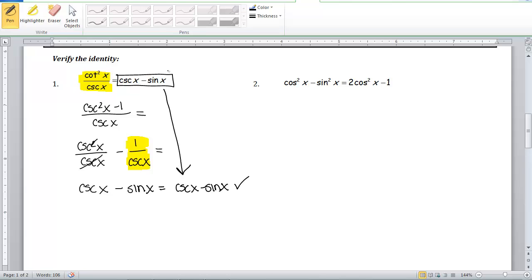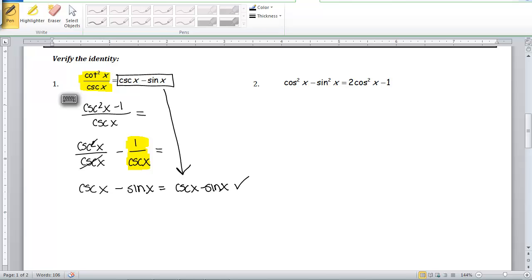Number 2 is very similar in that you're going to want to use the Pythagorean identity in a different way. You're going to want to take one of these squared terms and change it into either 1 minus cosine squared or 1 minus sine squared. Look at what the end result is and decide which one you think you want to do. Then go ahead and try to simplify the left side of the problem to 2 cosine squared x minus 1. Pause the video and check your answer when you're done.